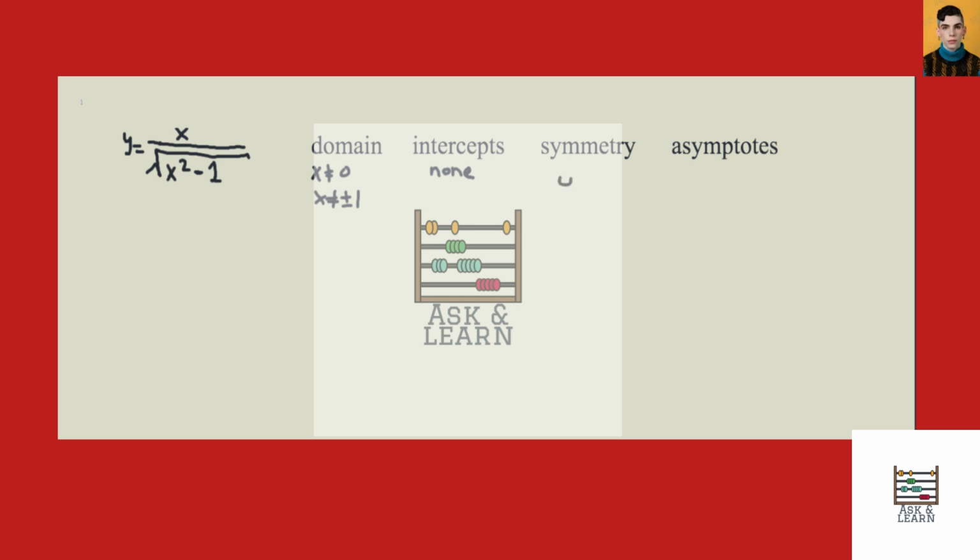Intercepts, there are none. Substituting 0 for x or y, we see that there are no intercepts. Symmetry, it's odd because f of negative x is equal to negative f of x. So it has an odd symmetry.